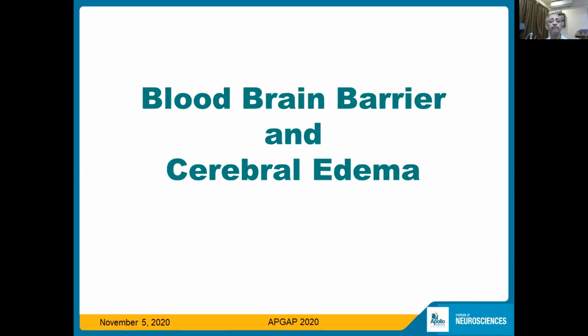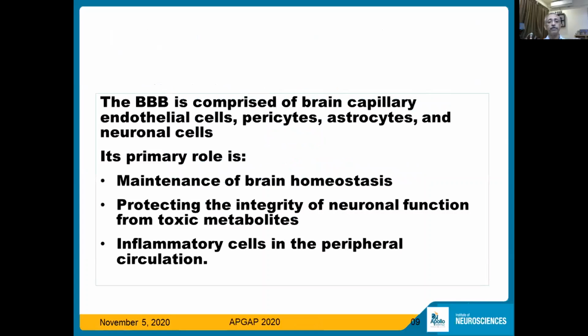Finally, coming to the blood-brain barrier and cerebral edema, this is extremely important for our day-to-day management of patients with cerebral edema or raised ICP. Now, the blood-brain barrier is made of brain capillaries, like any of the peripheral capillaries. Its main role is maintaining brain homeostasis and protecting the integrity of function from toxic metabolites. Now, what is important? The difference.